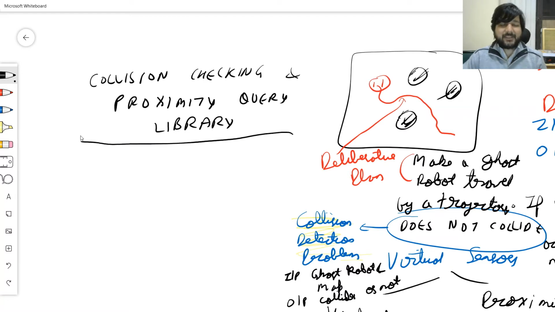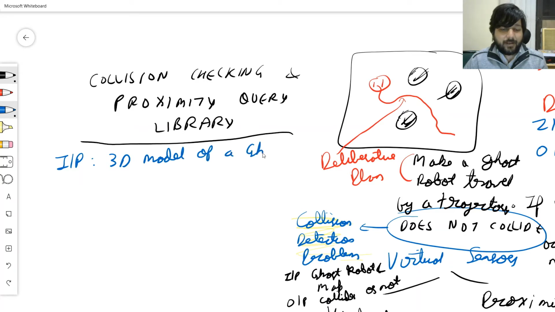Now remember, I have still not started programming the robot. I'm still playing with the first GUI screen of a simulator. So the input is a 3D model of a robot, and I say a ghost robot. If the simulated robot cannot collide, the dynamics engine will not let that happen. It'll break, but there'll be no overlap.